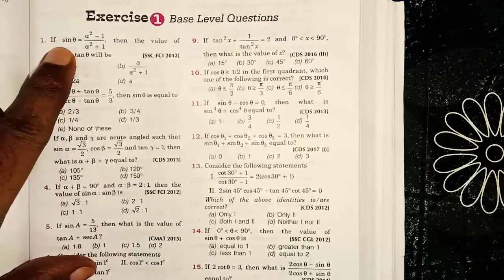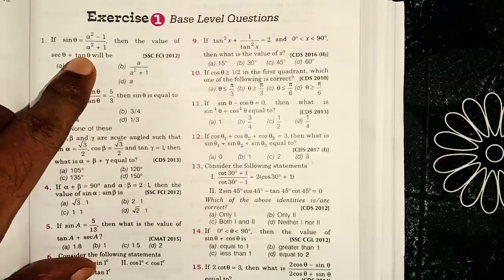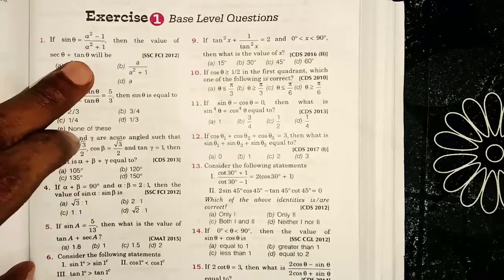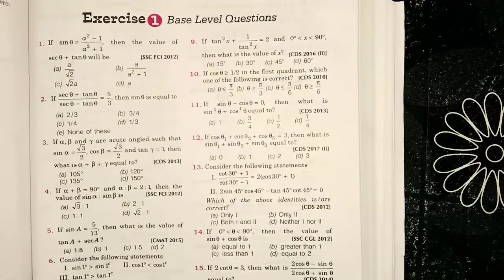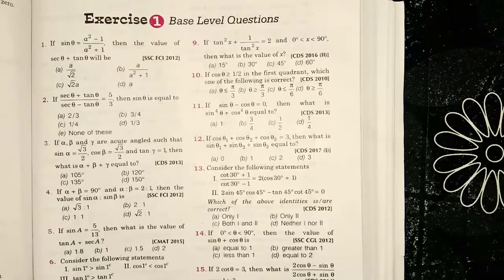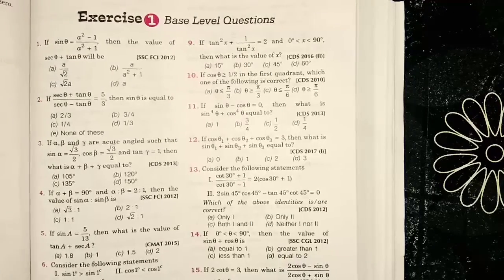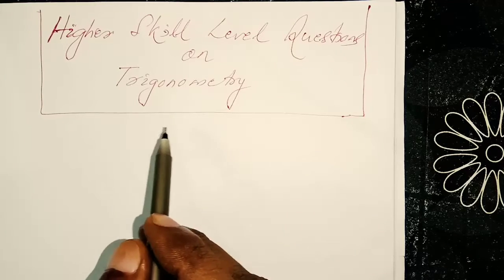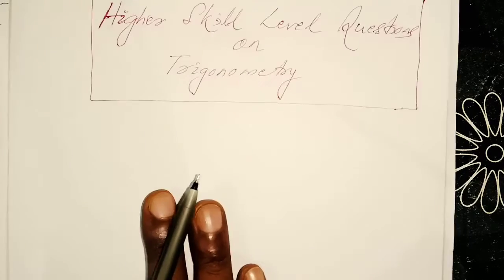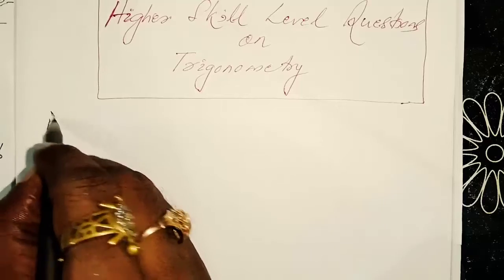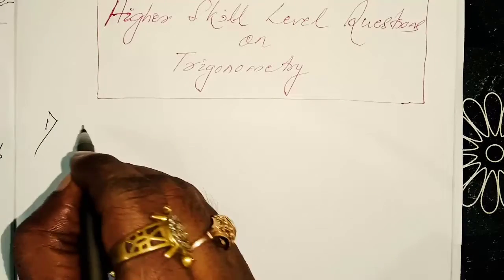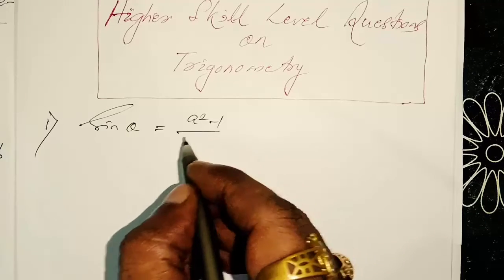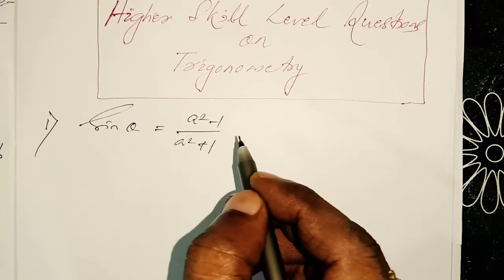As you know, what is the sin theta formula? P by h, perpendicular by hypotenuse. You require this basic concept, and from there you have to find out the value of sec theta and tan theta. These are high skill level questions on trigonometry. Okay, just see, number 1. What is the question given here? Sin theta is equal to a square minus 1 by a square plus 1.